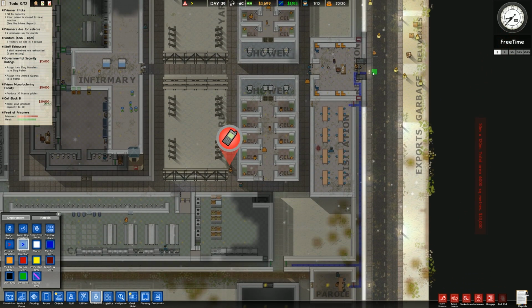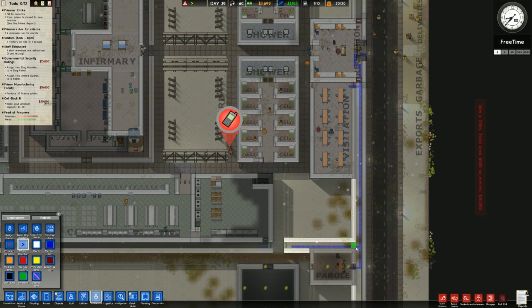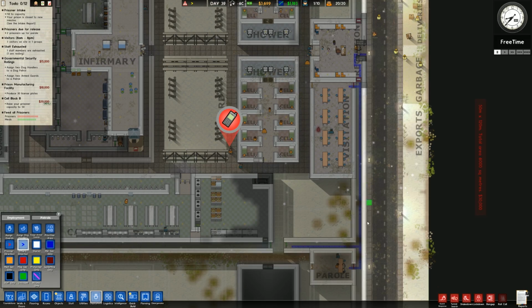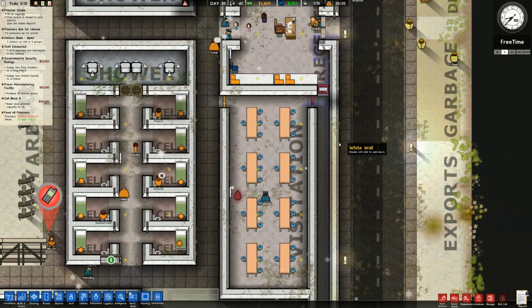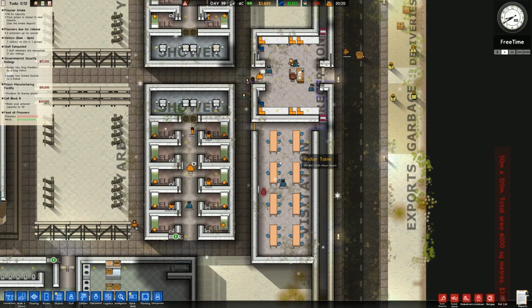So the kitchen staff should go that way. The visitations should go that way. So let's see if any of that happens. I don't think it will do anything whatsoever.